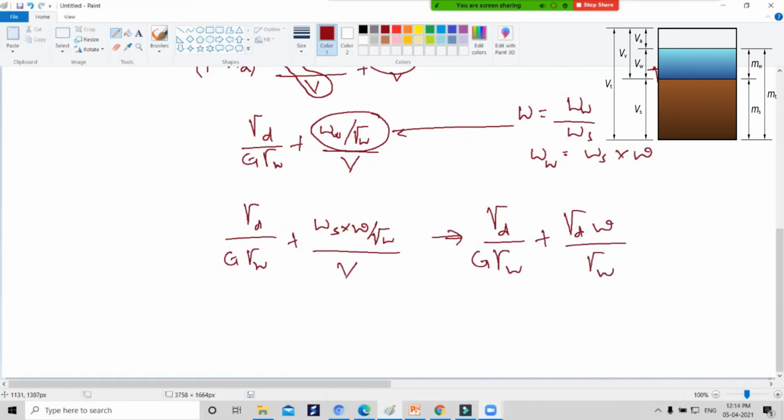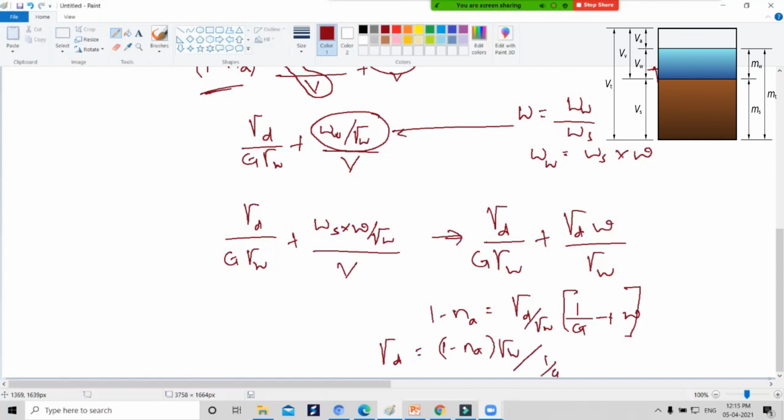Now put this in: 1 minus Na is equal to rho D divided by rho W into 1 divided by G plus w. Right? So simplification: the end product is rho D is equal to 1 minus Na times rho W divided by 1 divided by G plus w. Simple.